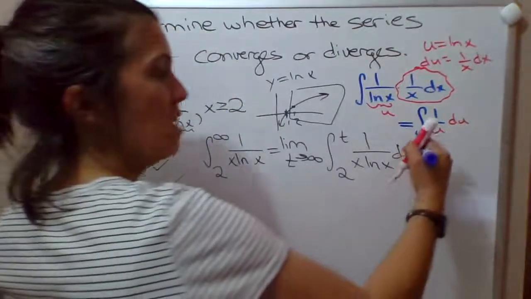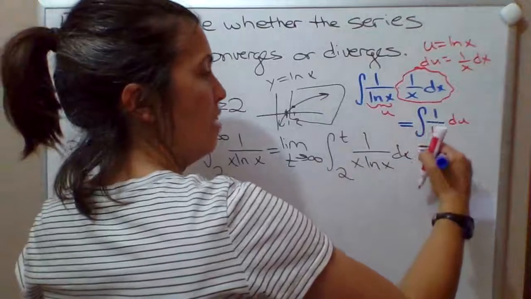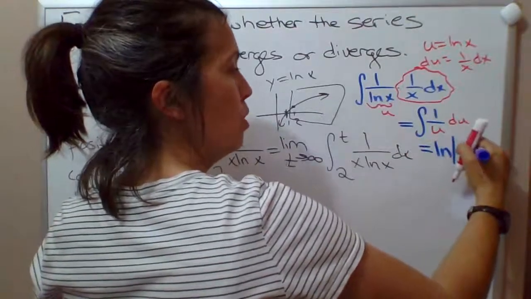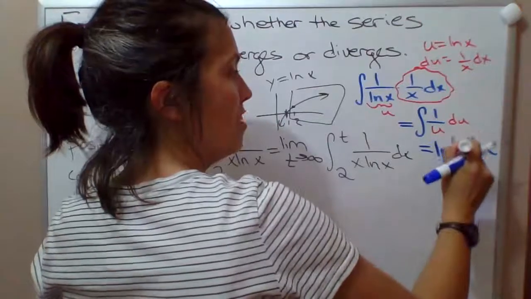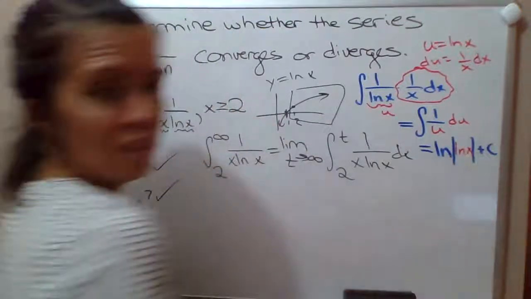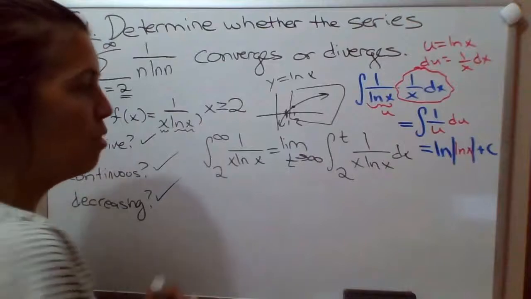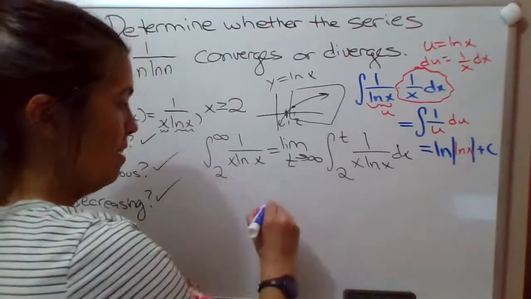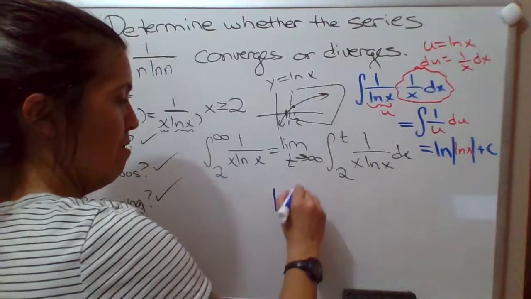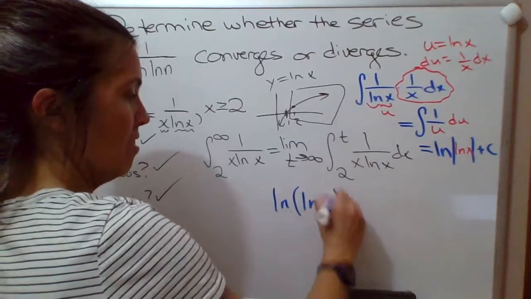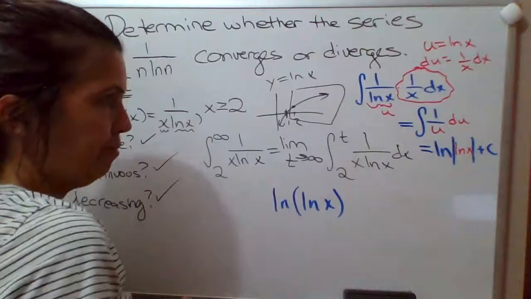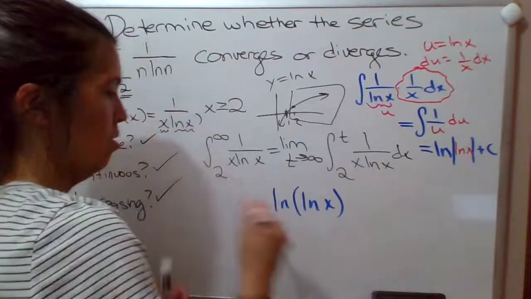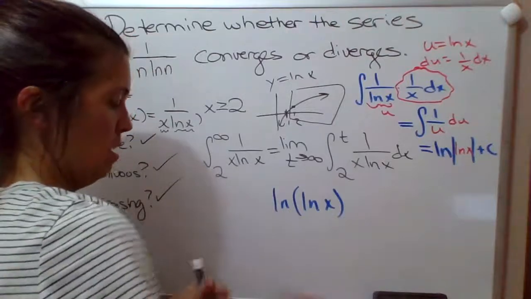And so the antiderivative is the natural log of the absolute value of u, which in this case is natural log of x. So this is a little weird looking. We're going to end up with an antiderivative that is natural log of the natural log of x. That's what we get here.